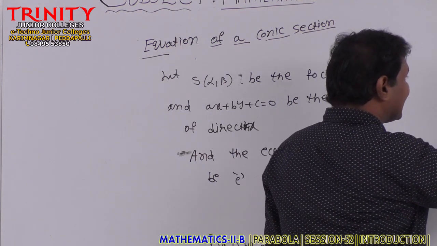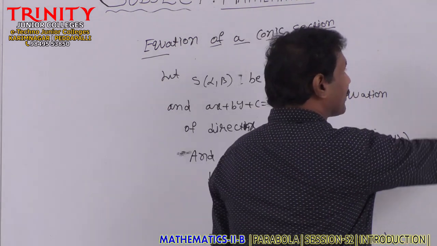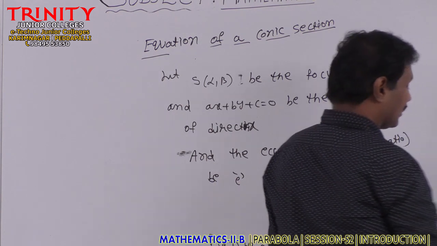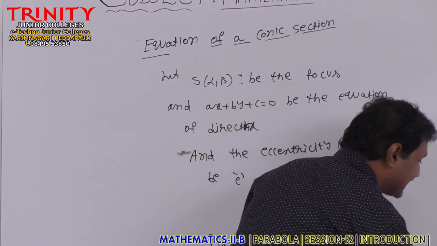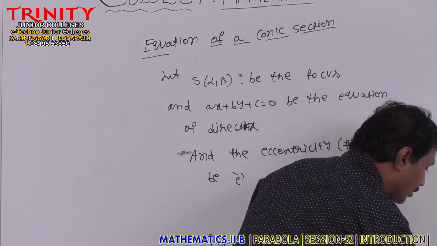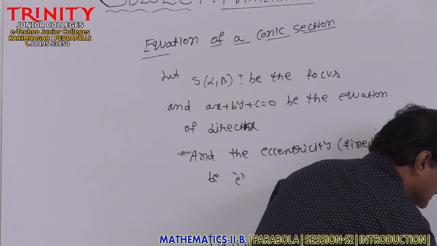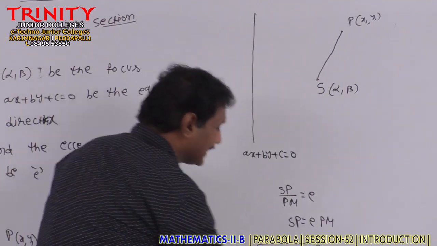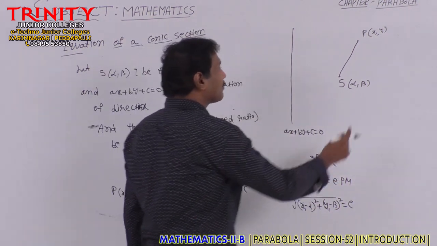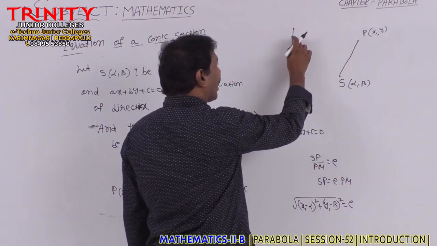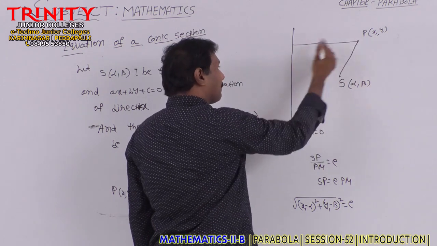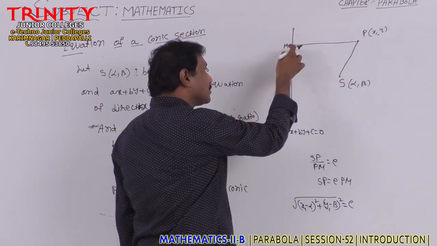We know that the distance SP is the distance from S to P. Here S is the focus (alpha, beta). SP means the distance between the two points S and P. Therefore, square root of (x1 - alpha)^2 + (y1 - beta)^2 equals e, where e is the fixed ratio, that is the eccentricity, times PM. PM is the perpendicular distance from the point to the directrix.